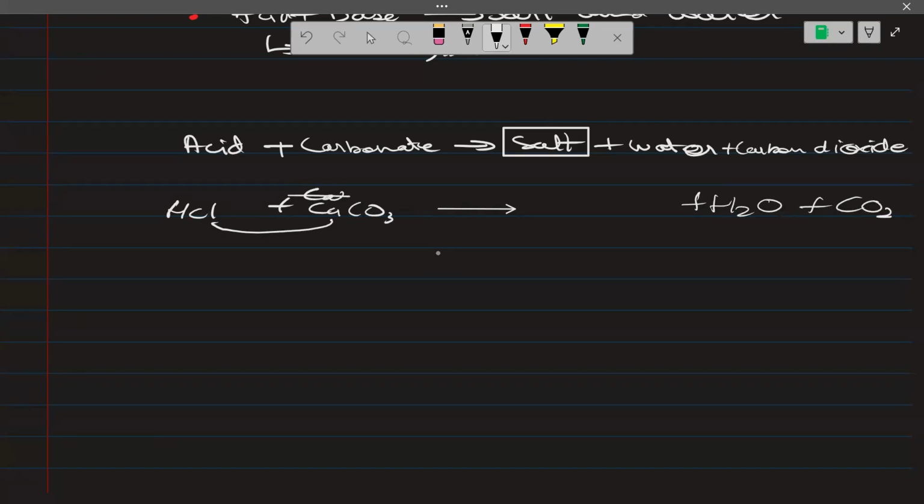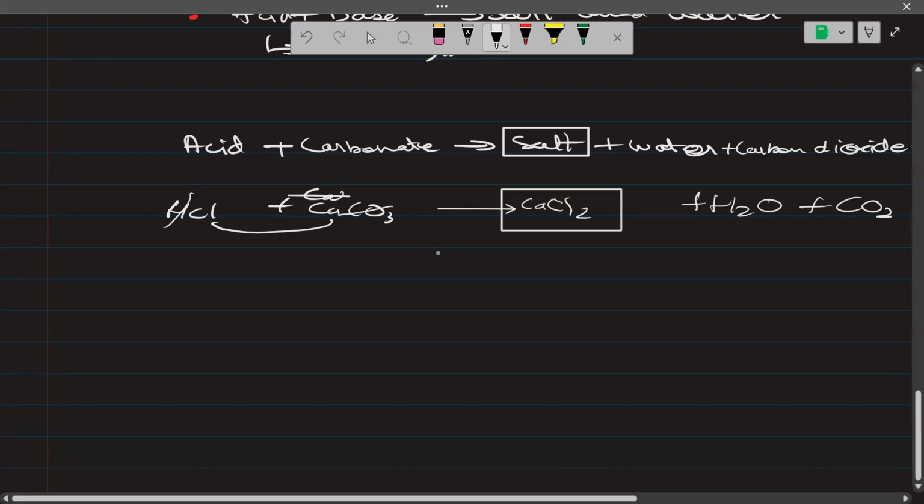So now let's write this salt. In this one we remove H and CO3. What's left? Ca and Cl, right? We always write the metal first in an equation, so calcium will be written first. And Cl2. How did this two come? Calcium has two positive charge and Cl has negative one. So one we don't usually write, and CaCl2 will be formed. And this is a salt.